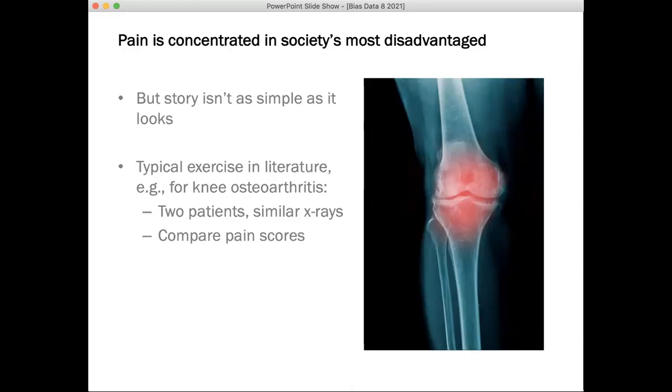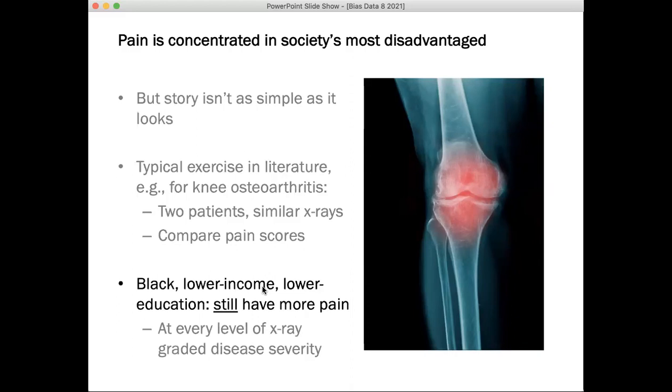There are a lot of studies that look at patients, and in this example we're going to use the knee, and we're going to talk about arthritis. So take 2 patients, one Black, one white, and let's find 2 patients whose knee x-rays look the same. They have the same degree of arthritis. And now let's compare their pain scores after we've held constant the way their x-ray looks. Black patients and poorer patients and less educated patients still report more pain, even though their knees look the same.